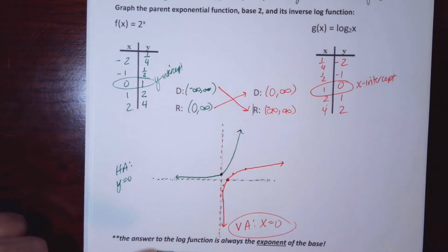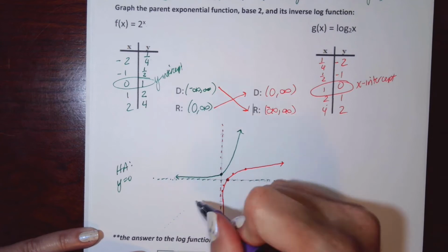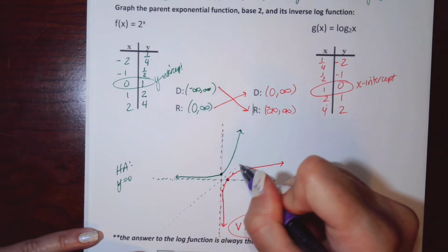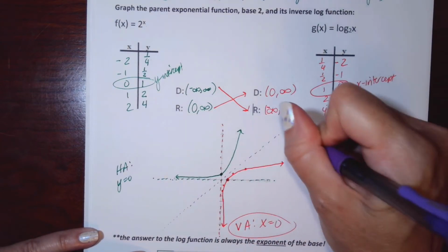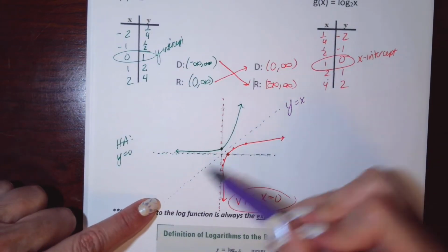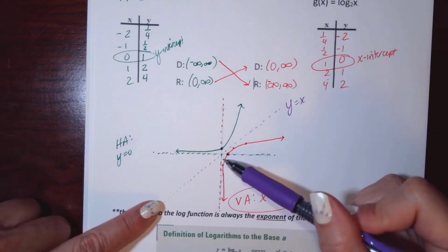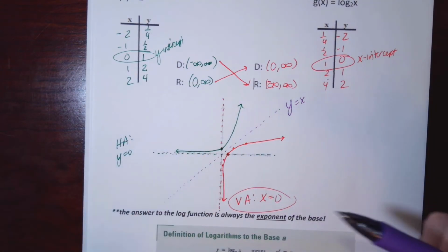Now you will also notice that these two functions mirror each other along this line of reflection, y equals x. Any function and its inverse will reflect across this positive linear function with a slope of 1, y equals x, through the origin. They're always going to reflect across that line.